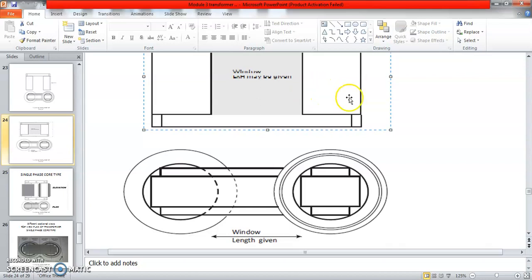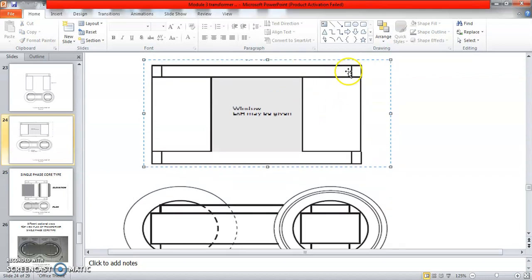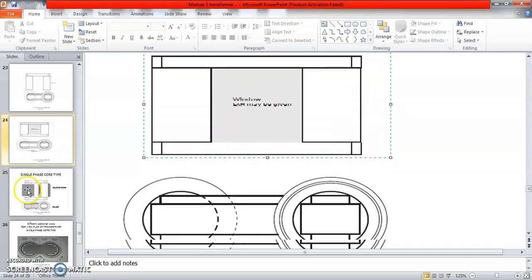Just have a look at this. This is the total height of the transformer. Out of the total height, this is the core height and this is the yoke height. Think that the total height is 100 centimeter. Out of 100 centimeter, the yoke is 25. What is left out? 50. Okay. So now just have a look at this diagram, full section.